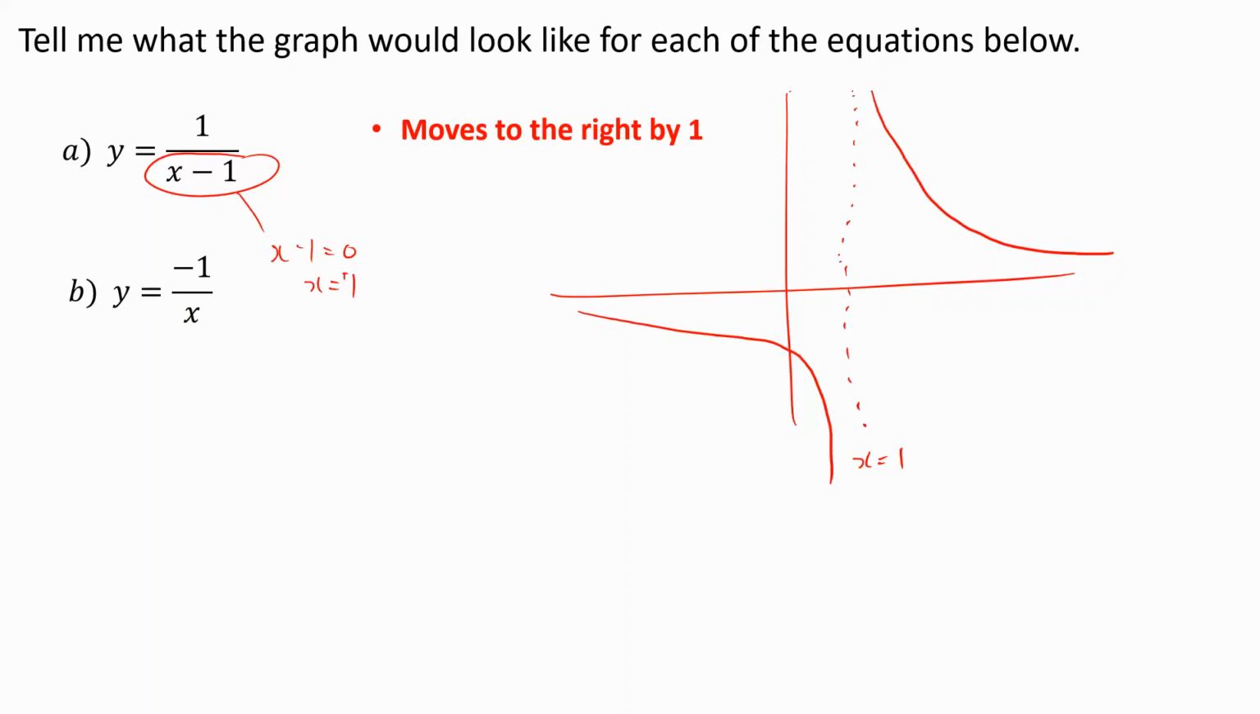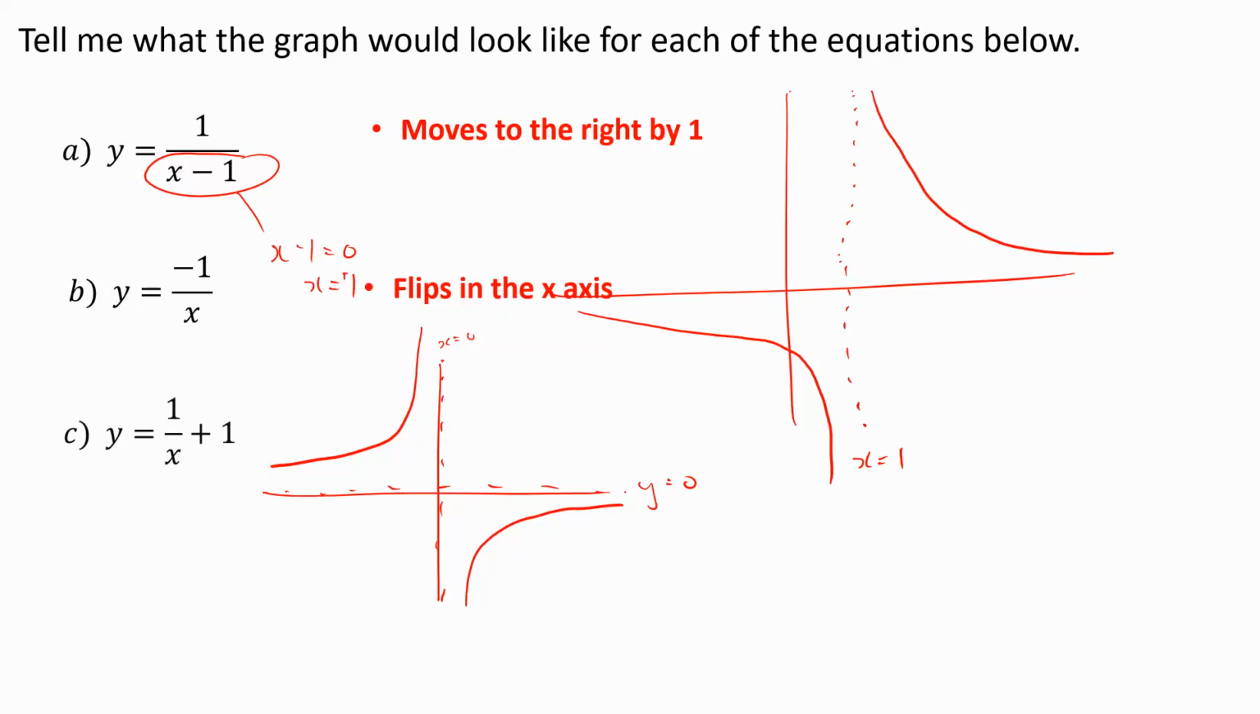What about this graph? Y equals negative 1 on x. What does that look like? What would I have done? Flip it. So this graph here, everything still stays the same. It's still x equals 0 asymptote. Still y equals 0 asymptote. The only thing that's different is the other direction.